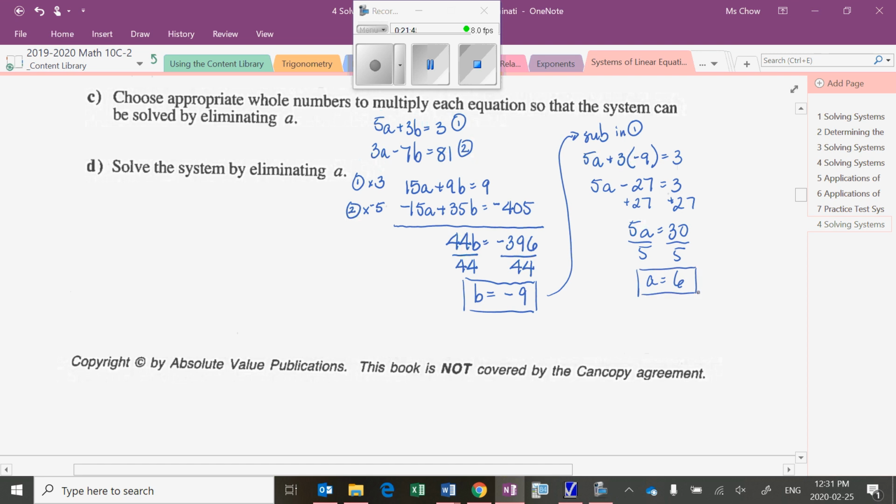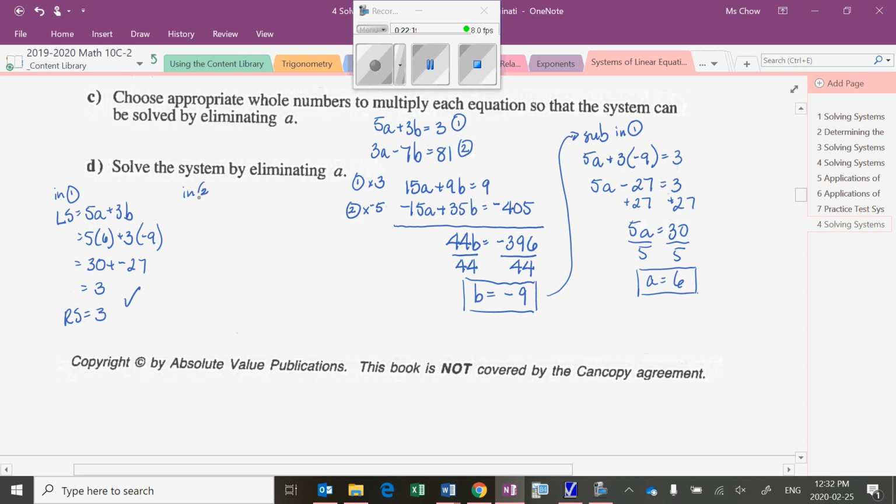Excellent. So let's do our verification then, and we want to substitute, do a left side, right side check for both of them. So in 1, left side is 5a plus 3b, or 5 times 6 plus 3 times negative 9, or 30 plus negative 27, which is positive 3. The right side is also 3, so that works.